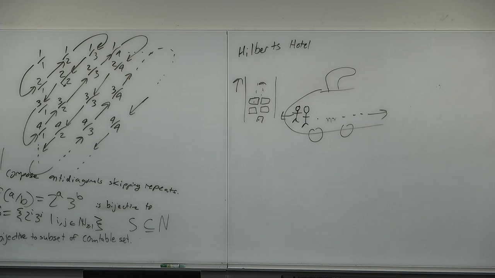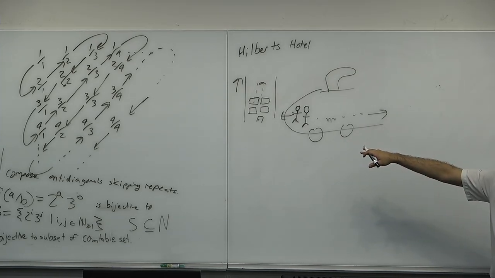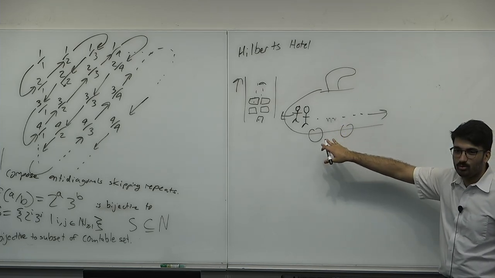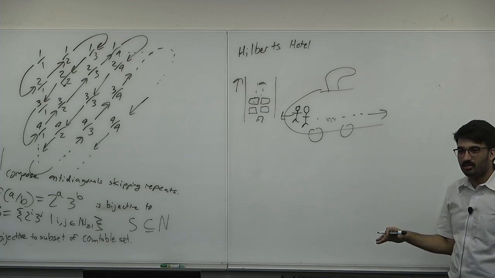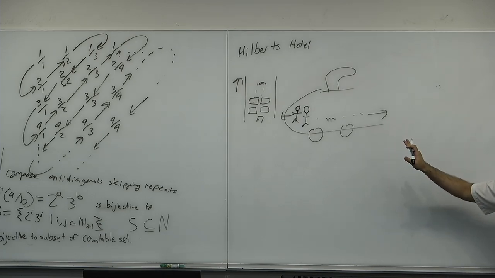Is it like the first guy? The second guy moves to the third room, and then they add him to the second room. And you tell each person to go to two times the room number, and then you have countably infinite. If you think of the proof we did that the evens were countably infinite, each guy goes to the room multiplied by two, and then all the odd rooms are empty. Countably infinitely many odd rooms. That's enough space for the guests.